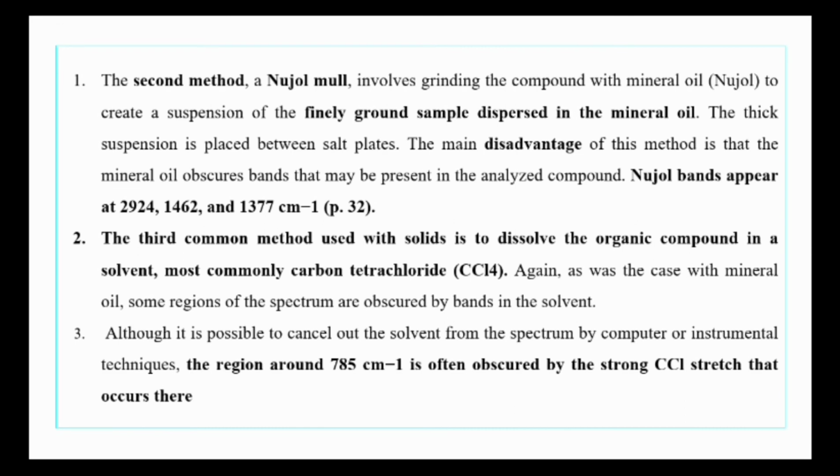Okay, the second method is Nujol mull. It involves grinding the compound with mineral oil, Nujol, to create a suspension of finely ground sample dispersed in the mineral oil. The thick suspension is placed between salt plates. The main disadvantage of this method is that the mineral oil obscures bands that may be present in the analyzed compound. Nujol bands appear at 2924, 1462 and 1377 centimeter inverse.